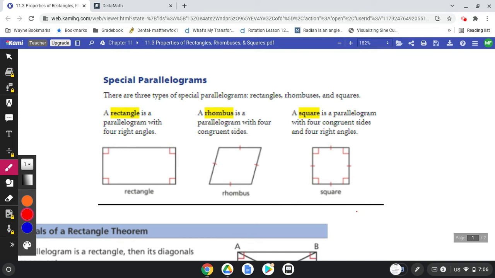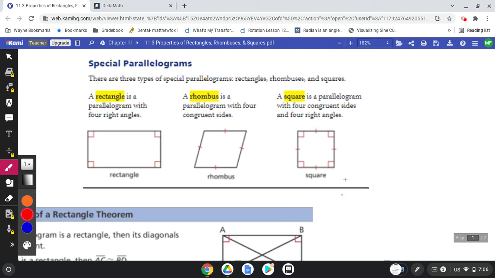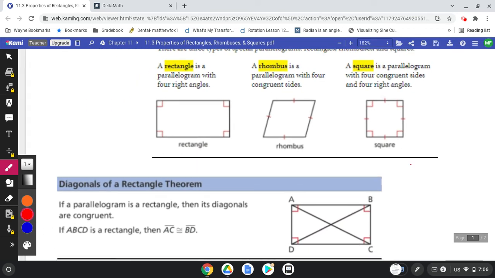Then the final one, a square. You're familiar with a square, but you might not realize it combines both of these rules, a rectangle and a rhombus. So a square is when we have a parallelogram with four congruent sides and four right angles. So you can see the sides are marked as the same, and then the four angles are all 90 degrees. Now, these are our three different special types of parallelograms.